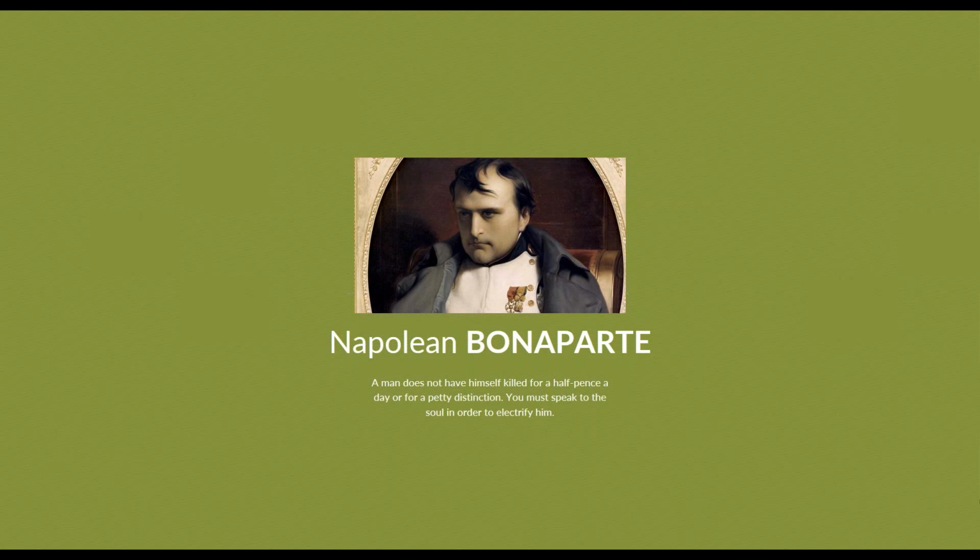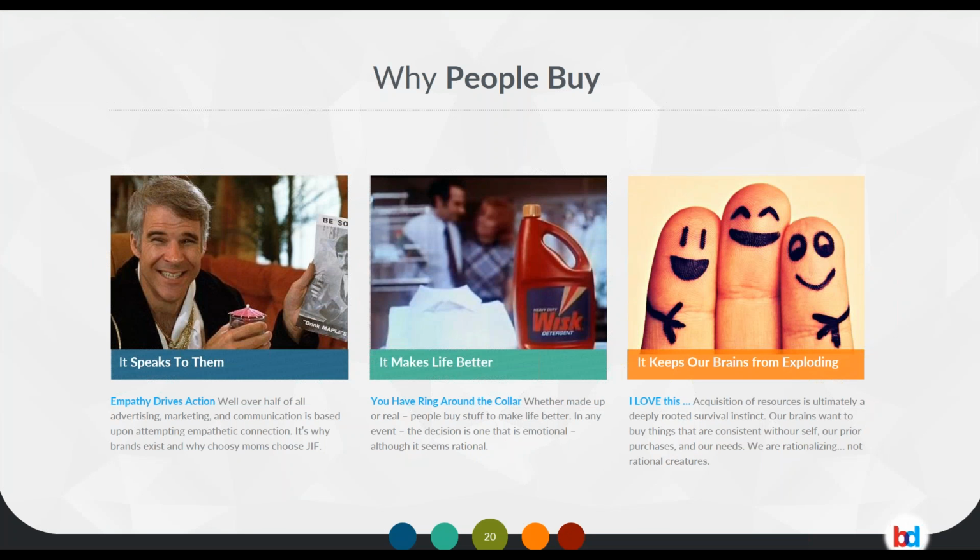In all of the time that I've done marketing and advertising, there's really only 3 buckets. Every strategy, every campaign I've ever done, and landing pages, we're going to talk about, landing pages are an ad. Okay, they're a very specific type of ad. They're a direct response ad, but they're an ad. And to get somebody to pay attention to an ad, you've got to appeal to really one of 3 buckets. People buy for 3 reasons. It speaks to them, it makes life better, it keeps us from having our heads explode. Now let me go through each one of those in a little more detail.